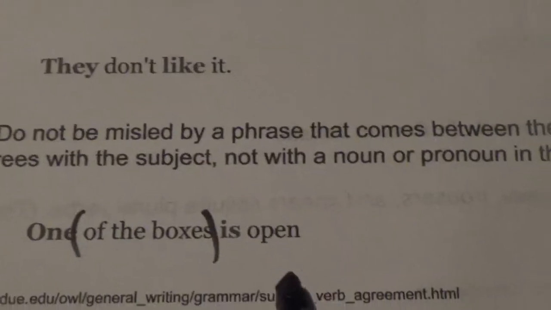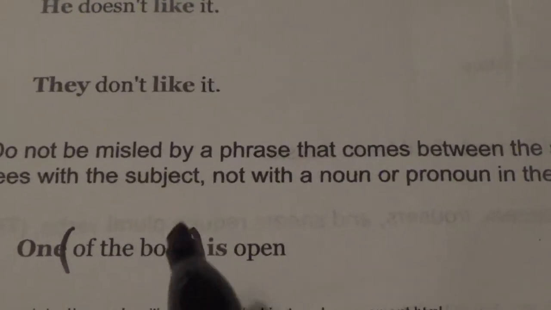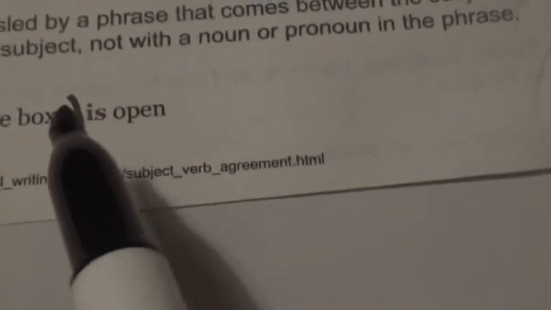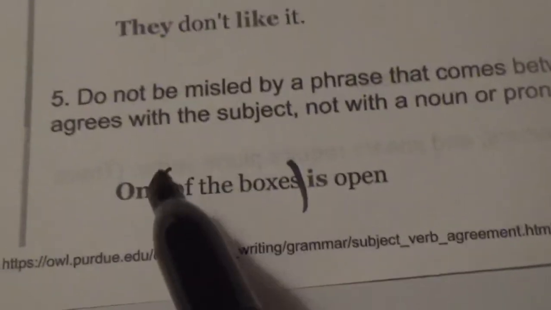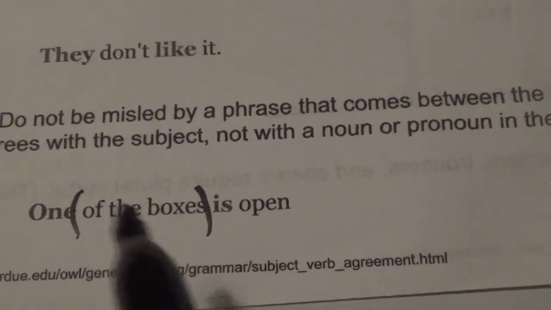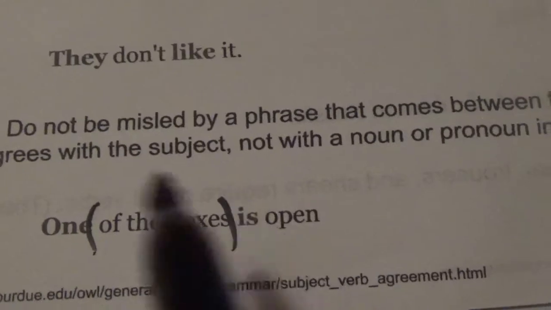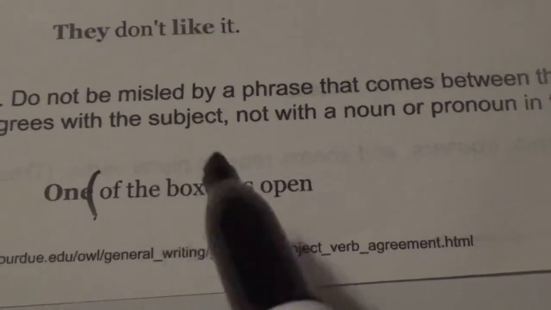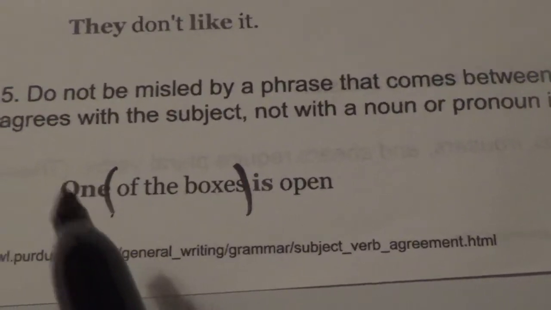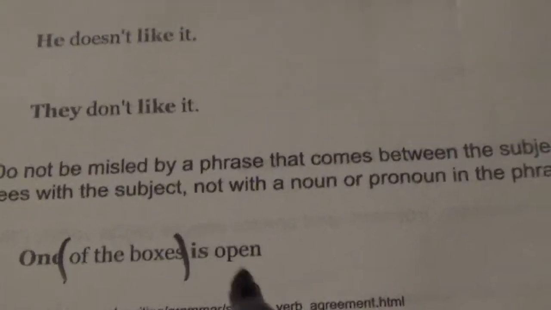We wouldn't say one are open, so we wouldn't say one of the boxes are open because boxes is not the subject. So that illustrates right there why it's very important to understand prepositions and prepositional phrases, because this is not the subject. One is the subject. So the verb has to agree with the subject. Doesn't matter what's between the subject and the verb, it has to agree with the subject. One is. One of the boxes is open. One is open.